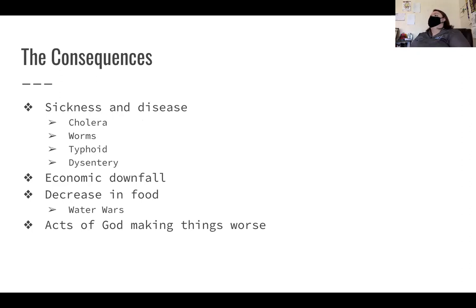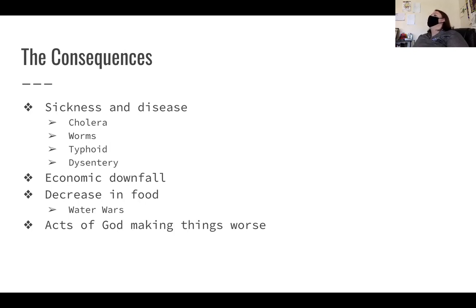So what are the consequences of having poor water quality, okay? First and foremost is gonna be sickness and disease of various kinds, okay? When you have poor water quality, or when you have high water pollution, and water is something that is 75% of your daily life, basically, sickness and disease is almost inevitable. The top four diseases that we see throughout India and throughout places with low water quality are cholera, worms, typhoid, and dysentery. Typhoid and dysentery are both types of fevers, basically types of infections that you can get from having dirty water.